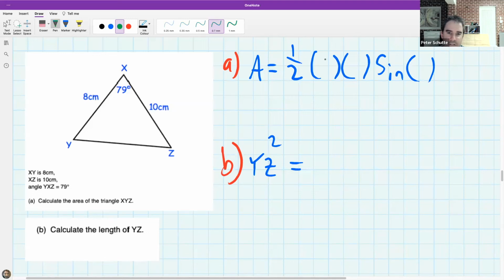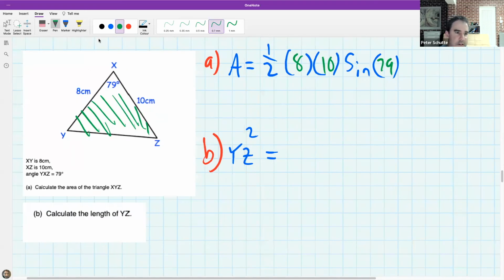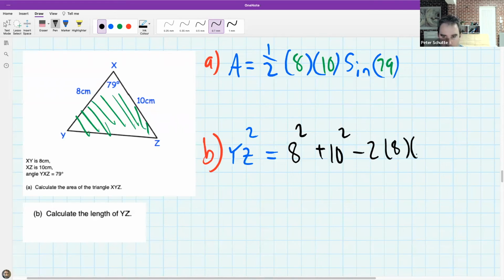Okay, so the first part, a half, 8 times 10 times the sine of 79. So that's for the area rule to find the area of the triangle. But I also want to know what YZ is. And so now these questions are starting to look more like exam questions. So the cos rule says 8 squared plus 10 squared minus 2 times 8 times 10 times the cos of 79. But you still need to find YZ for me.